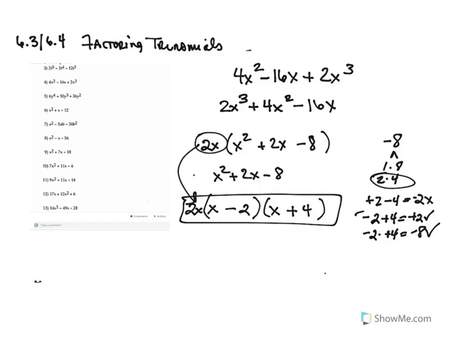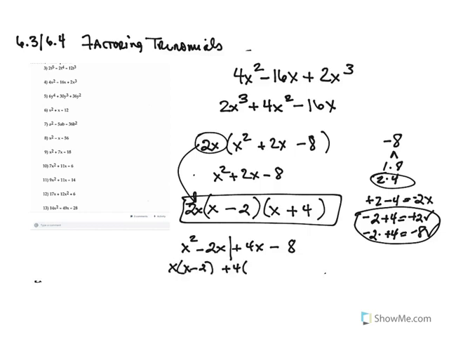So I already know my numbers because A times C is still negative 8. So it would be x squared minus 2x plus 4x minus 8. X minus 2, x minus 2, x minus 2, x plus 4. Oh my gosh, it's the same answer. Of course it is, because that's how math works, right?